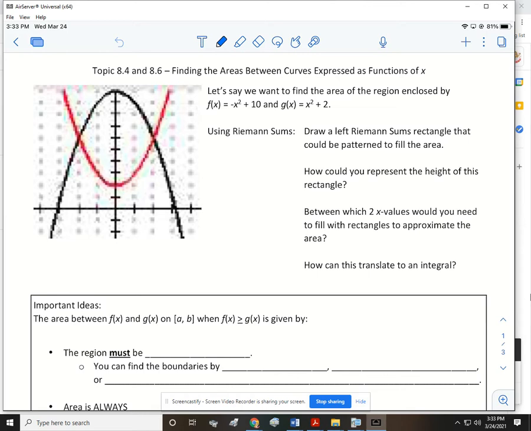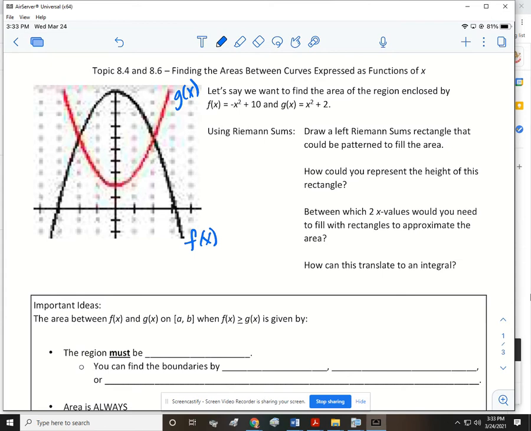Where we have f of x is the black function here, and g of x is the red function. So f of x is negative x squared plus 10, and g of x is x squared plus 2. All right, so we're going to find the area between these two curves, or just talk about what we would do to do that.